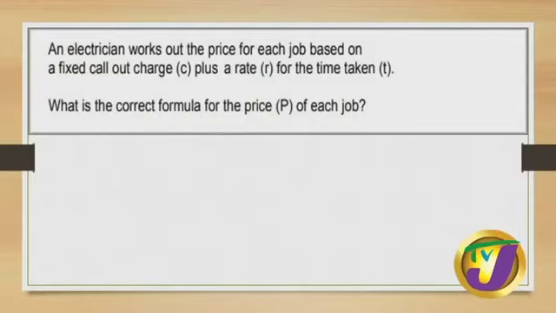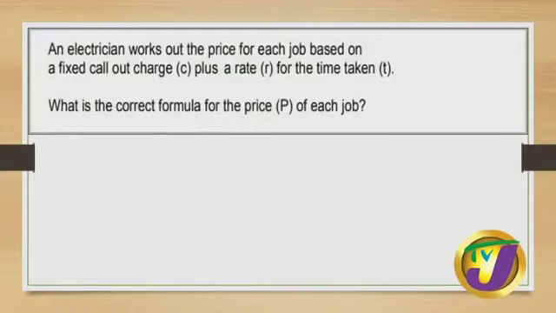So let's read this one together. An electrician works out the price for each job based on a fixed call-out charge, which is indicated by C, plus a rate, R, for the time taken. Let's read that again, because you may miss that. So a fixed call-out charge, C, plus a rate for the time taken. What is the correct formula for the price of each job? How would you go about this?